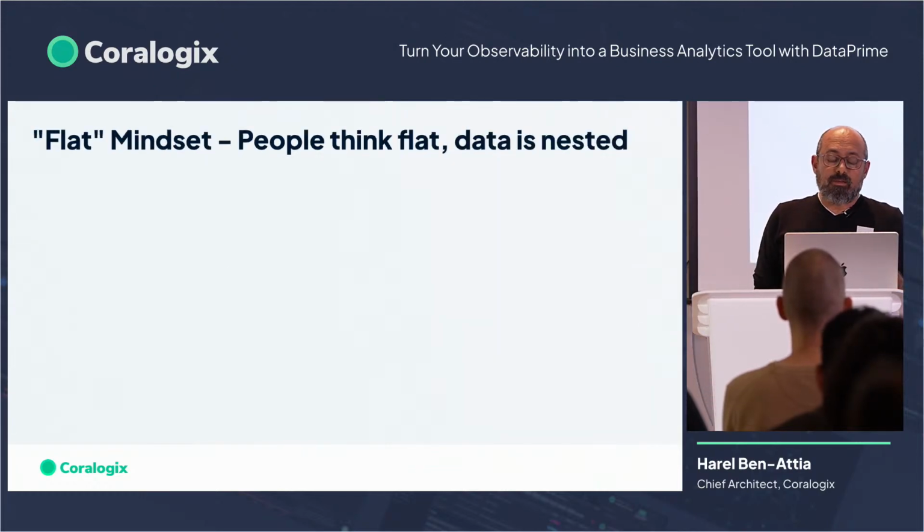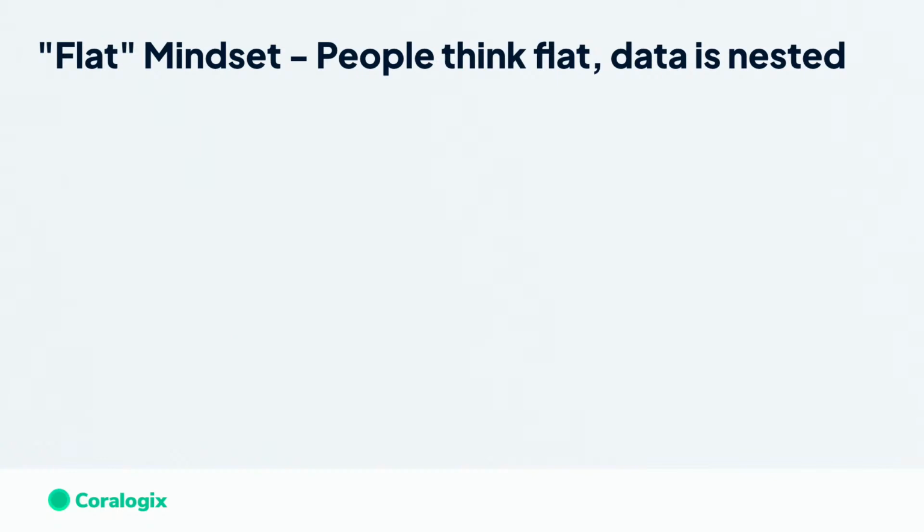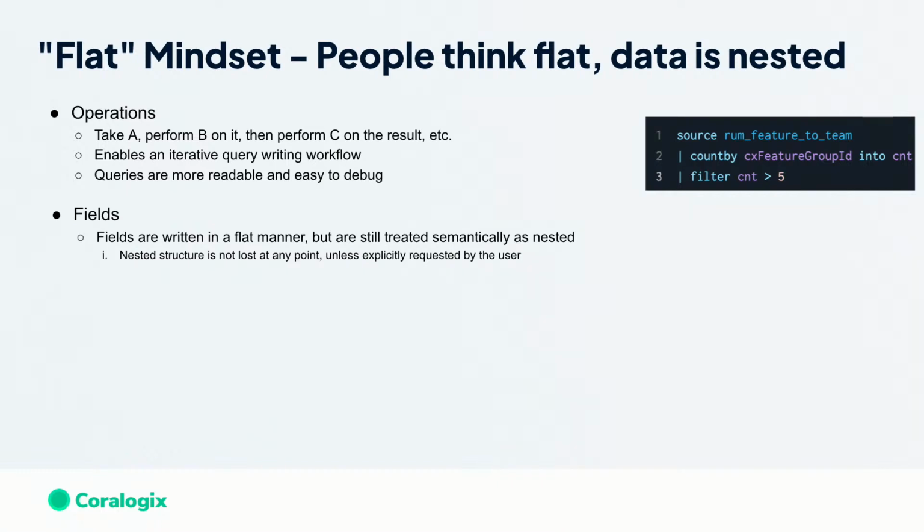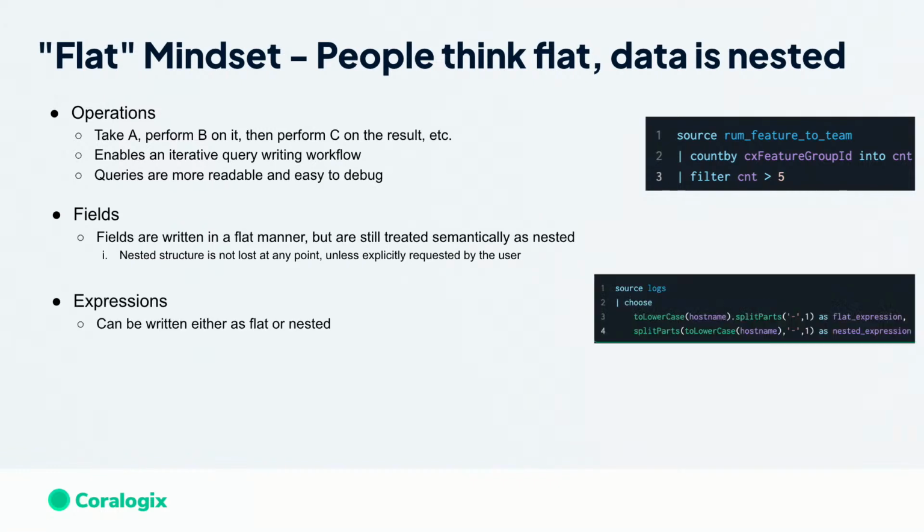Okay? DataPrime was written with a so-called flat mindset. People think flat, even if the data is nested. So operations are flat, like users are very used to doing stuff linearly: take A, then perform B, then perform C, etc. Queries are much more readable and easy to debug in that way. Fields are also flattened, like x.y.z for nested data. But the important part is that the engine preserves the nested structure at any point in time, unless the user actually decides to get rid of it.